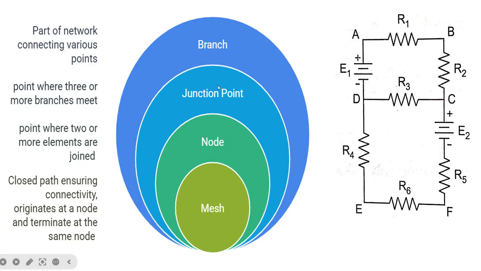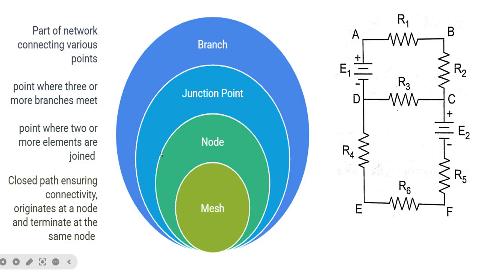So here what happens? A junction point is a node, but a node need not be a junction point. So what is a node? A node is a point where two or more elements are joined. So here this is one element, this is another element, these two are joined here at A. So A is nothing but your node.